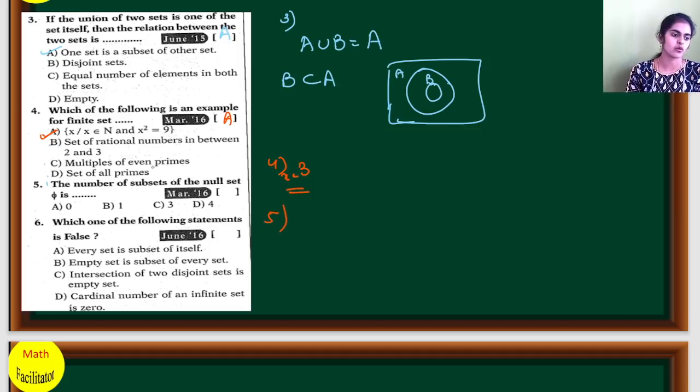Okay. So next question. The number of subsets of the null set. This is a null set. Number of subsets of the null set is how many? You have only one subset of the null set, which is the set itself.